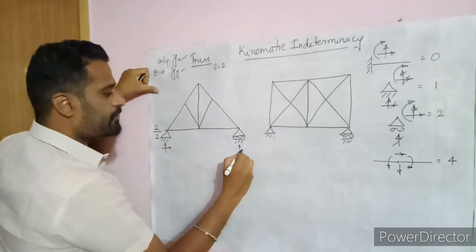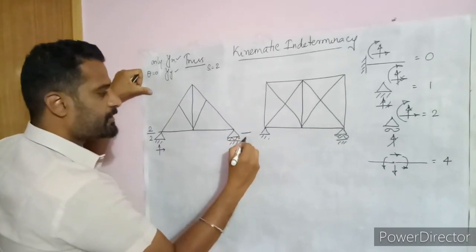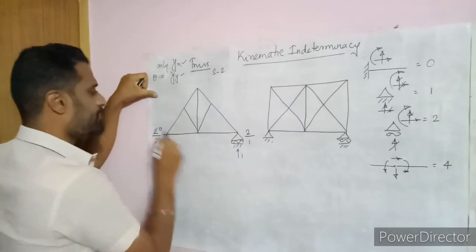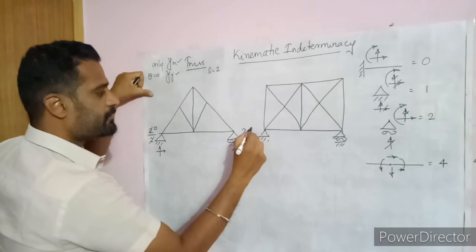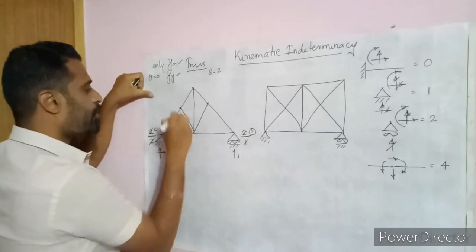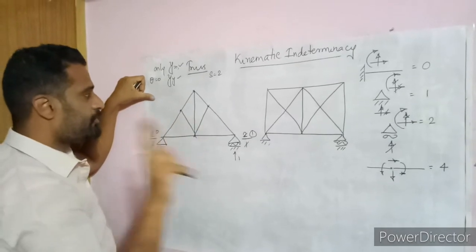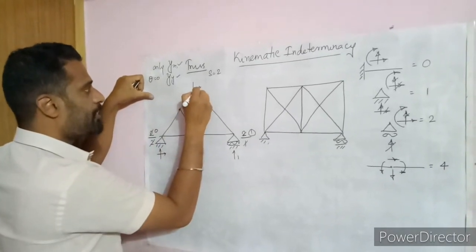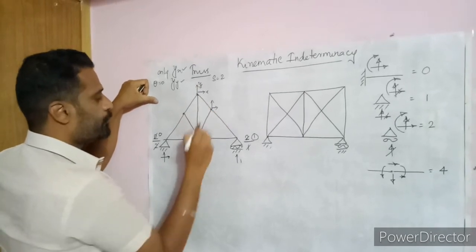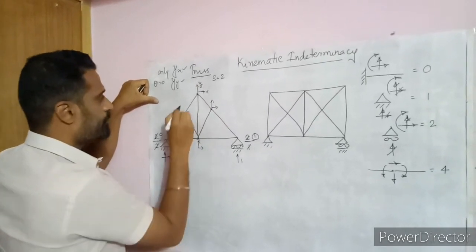So here it is 1 roller. So the response is 1, the standard is 2. So you can equate it, 0 and 2 minus 1 it is 1. So for every joint in a truss there will be 2 deformations. One is along x-axis and one is along y-axis. So there will be 2 for every joint.